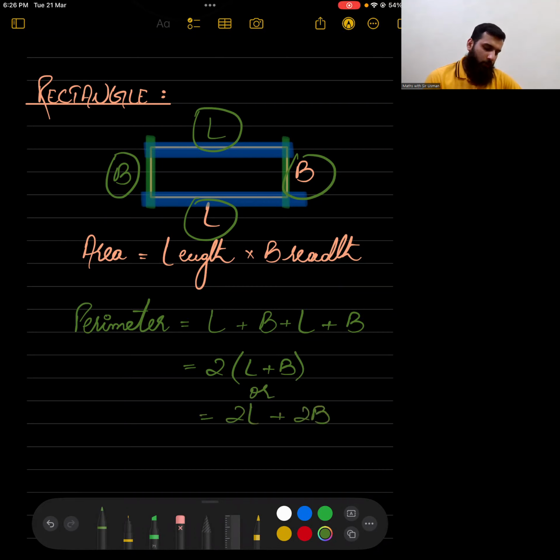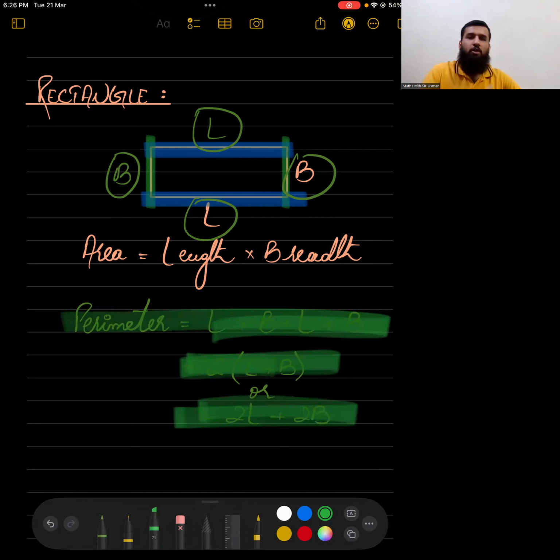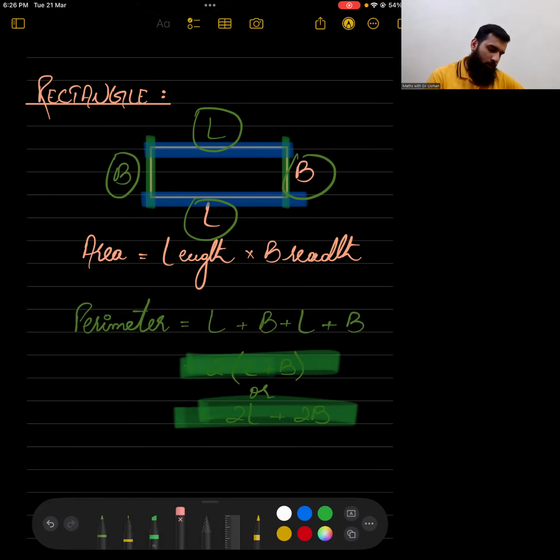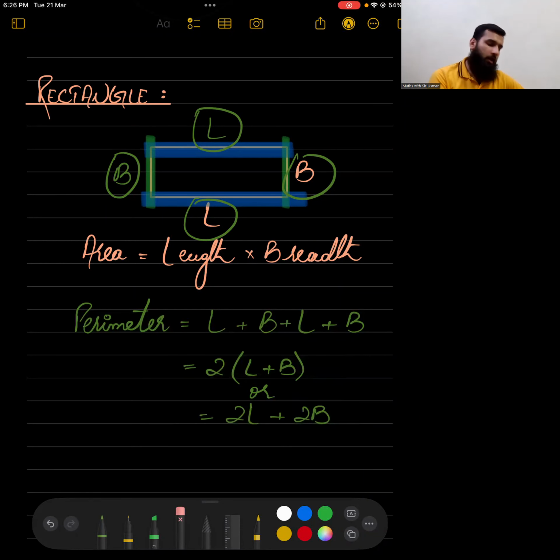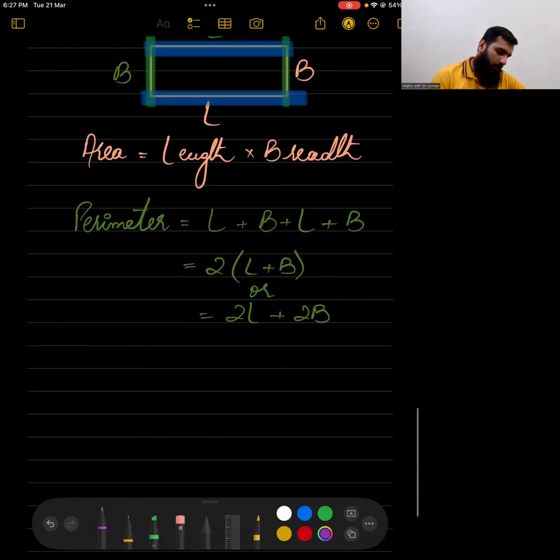So you can write this perimeter formula in any format. It's completely your choice. The important thing is that you just need to have the logic of perimeter, that it is the sum of all touchable sides. So if you are having 4 touchable sides on the shape, you are just going to add them up and you will end up getting your perimeter for that particular shape. Now moving forward, we have the next shape in line, and that is triangle.